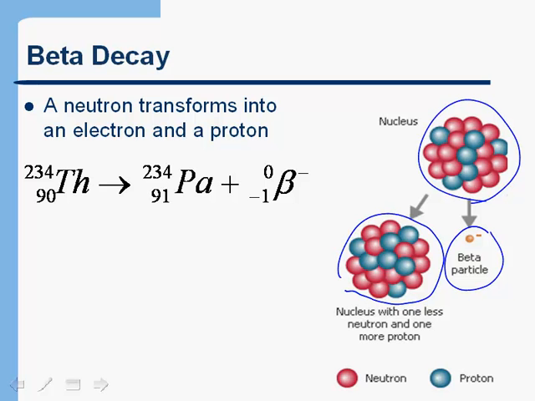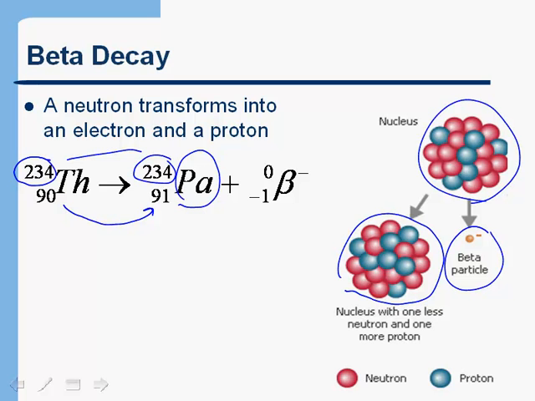You'll notice though it lost a neutron, so the number of nucleons stays the same. So you'll notice that if we start out with thorium-234, meaning it has 234 protons and neutrons to start out with, what we end up with still has the same number of protons plus neutrons, but it gained a proton and it lost a neutron. And therefore, it's a different element, because remember, it's the number of protons that determine the element.